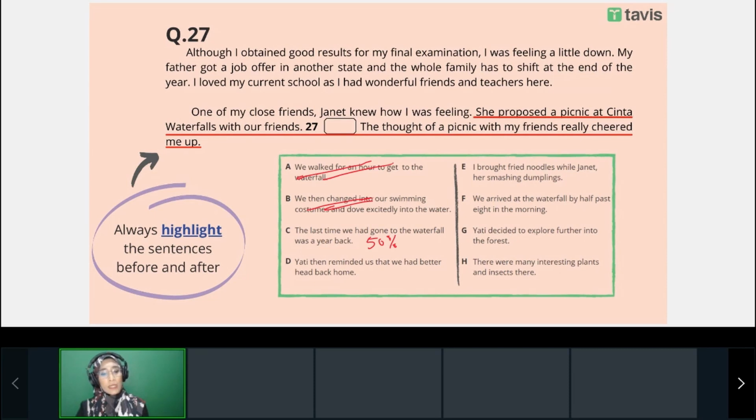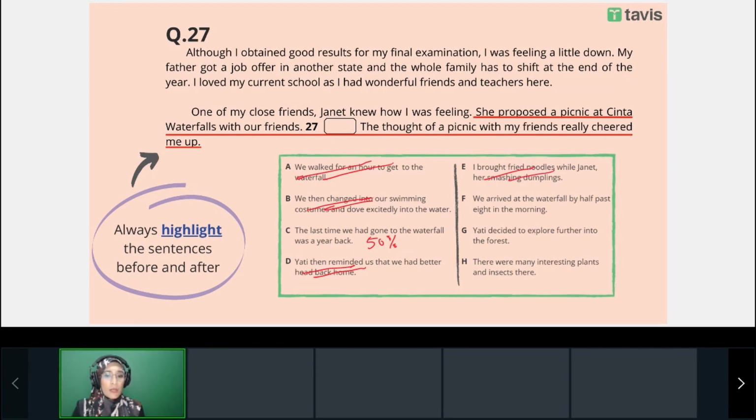This looks like it fits the conclusion, right? So I wouldn't think it's proper to fill in for the introduction. Now let's go to E. I brought fried noodles. Again, there's nothing to do with food here. It's just an introduction, so no.